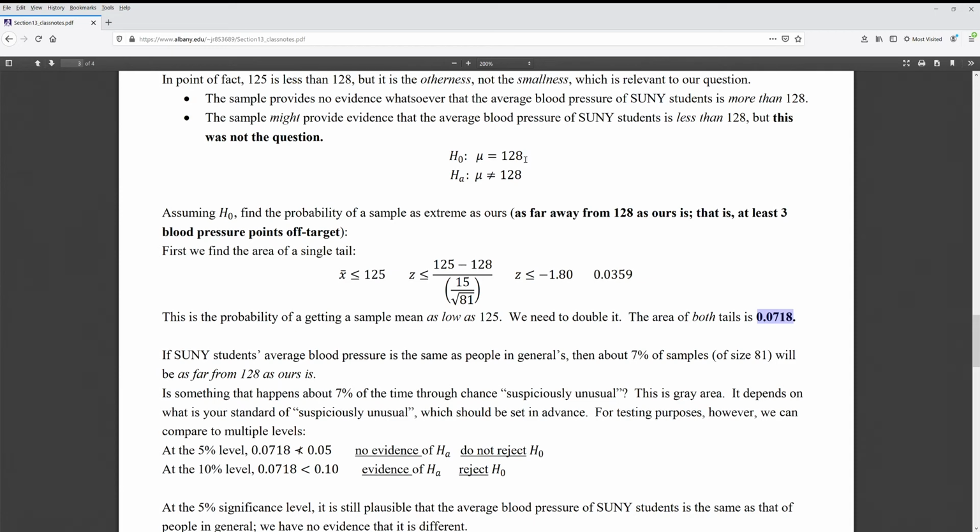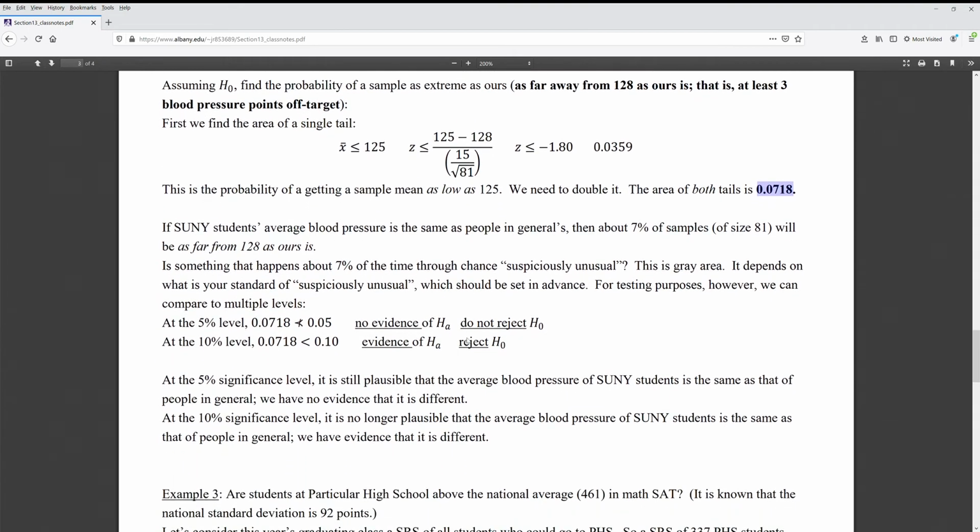If we really are bouncing around 128, how weird is it to get something as off target as 125? Now we know. Is this suspiciously unlikely? Well, that depends on your standard. At the 5% level, you're saying that happening less than 5% of the time through random chance makes it suspiciously weird. This is the 5% area in both symmetric tails. You've got to be that weird, that extreme, in order to be suspiciously extreme.